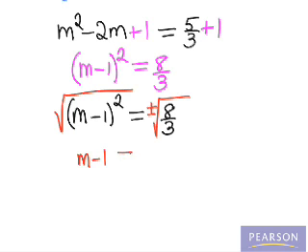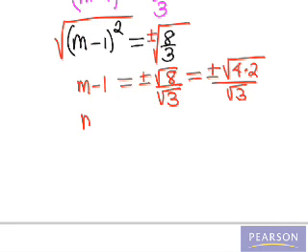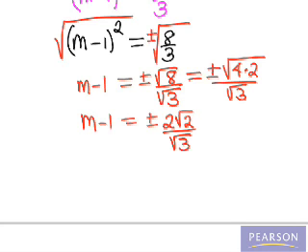That gives us m minus 1 is plus or minus the square root of 8 over the square root of 3, which is plus or minus the square root of 4 times 2 over the square root of 3. We get m minus 1 is plus or minus the square root of 4 is 2, so we get plus or minus 2 radical 2 over square root of 3.